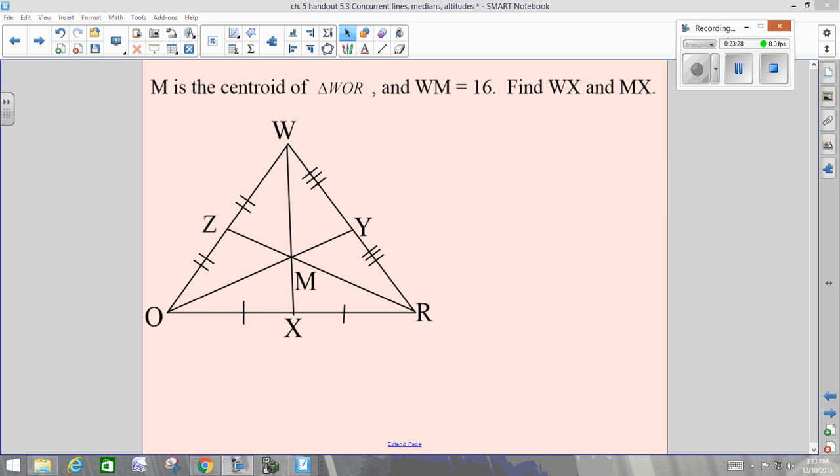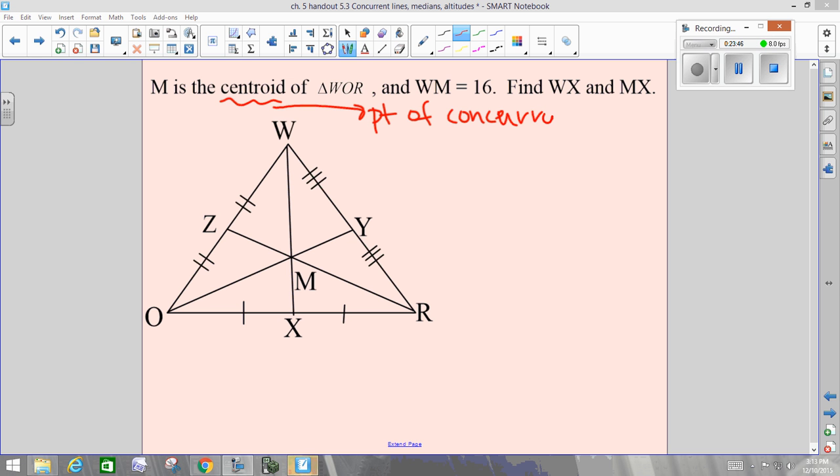Hopefully. Number 3, M is the centroid of triangle WOR. Centroid. What did we say the centroid was? Of the what? Good. What's a median?